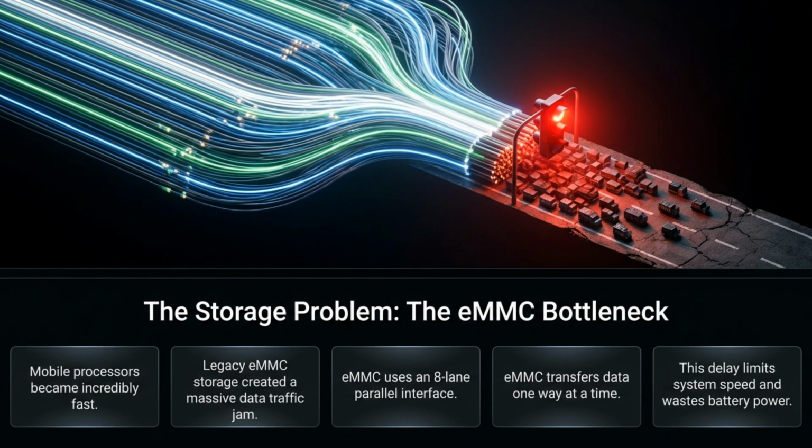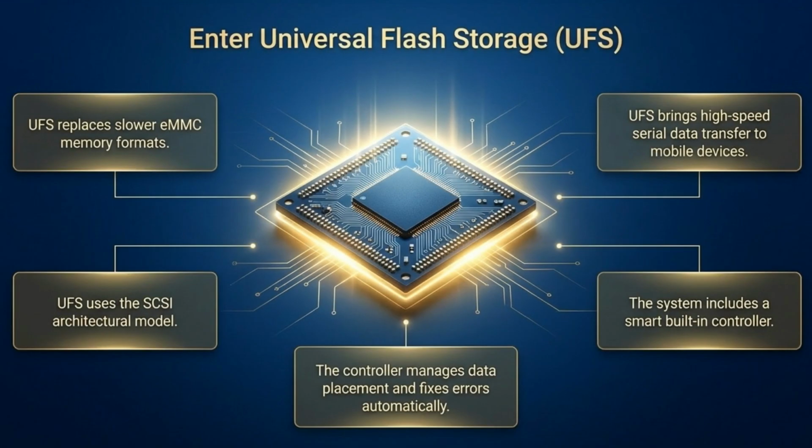As mobile processors became faster, legacy eMMC storage became a bottleneck. Its 8-lane parallel interface and one-way data transfer slowed down system speeds and wasted battery power, creating a metaphorical traffic jam. Universal Flash Storage, or UFS, was developed to solve these issues.